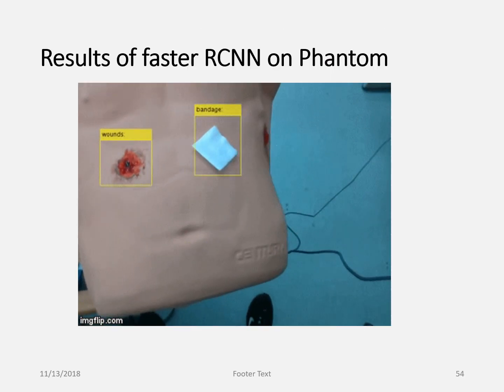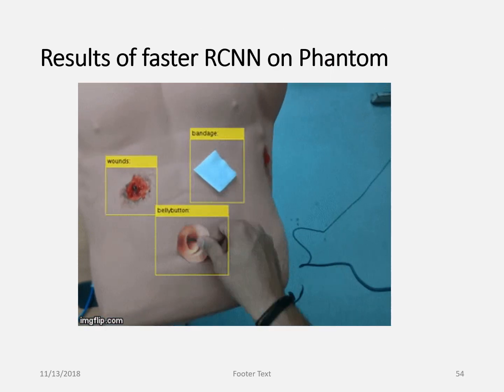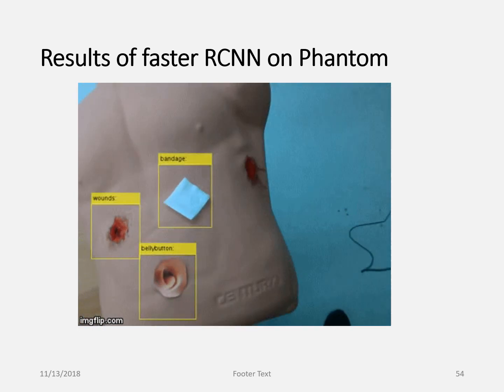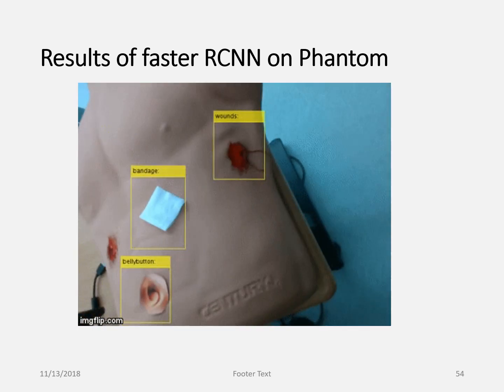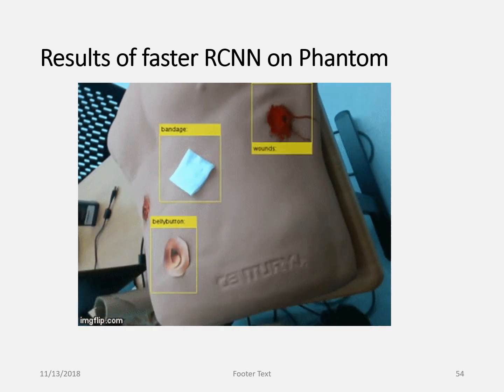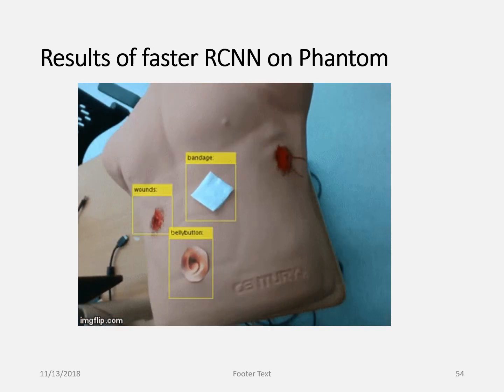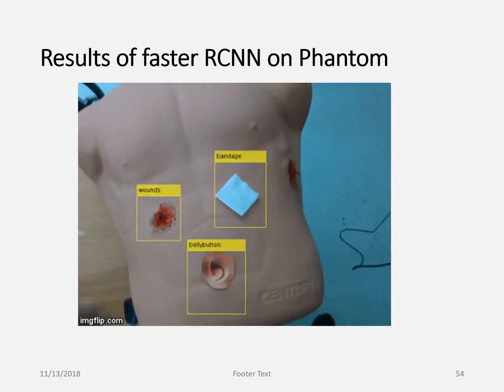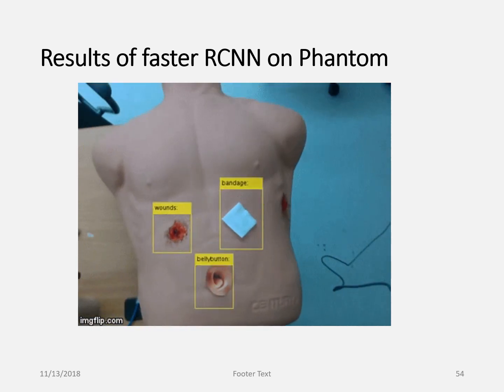This is a video demonstration of the Fast RCNN network which we implemented. We are detecting wound, bandage, and umbilicus as we talked about before. This is a phantom on which we'll do an ultrasound probe scan. It represents a human. So we see here that there is a wound here.